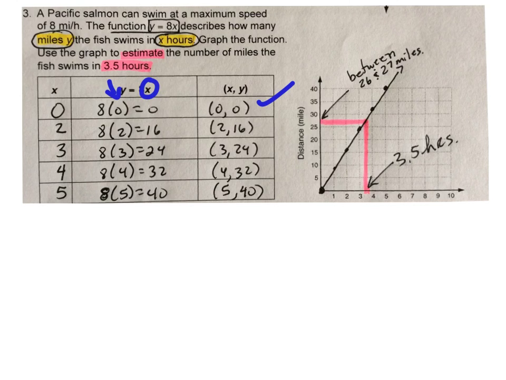I get 2 and 16, so 0, 0, 2 and 16. 2 and 16 is right there, 3 and 24, 4 and 32, and 5 and 40. I created a line right there. And when I tested at 3.5 hours, that comes up to about something around 26 to 27 miles.